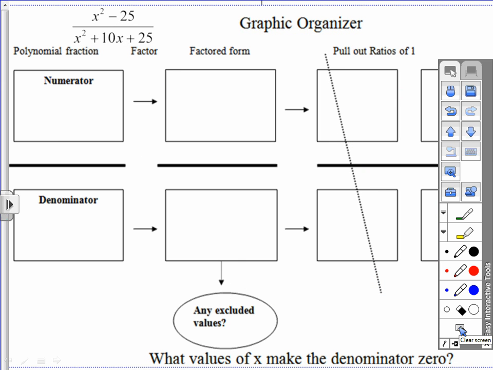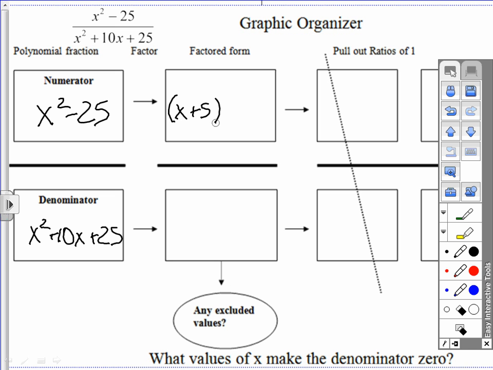So x squared minus 25 over x squared plus 10x plus 25. So write that real quick. And now I need to factor the top. I have two terms, perfect squares, so it's a difference of squares. X plus 5, x minus 5. The denominator, what multiplies to 25 and adds to 10? Well, that's going to be x plus 5 times x plus 5.